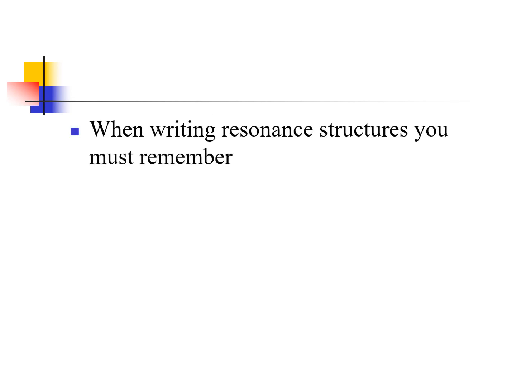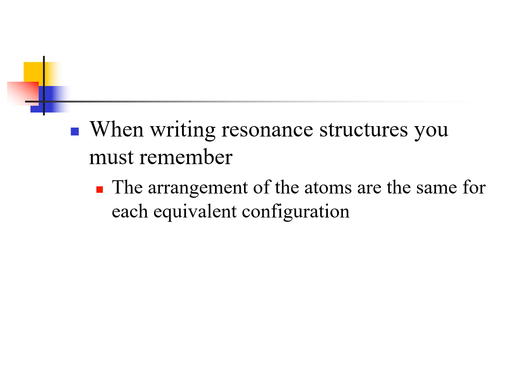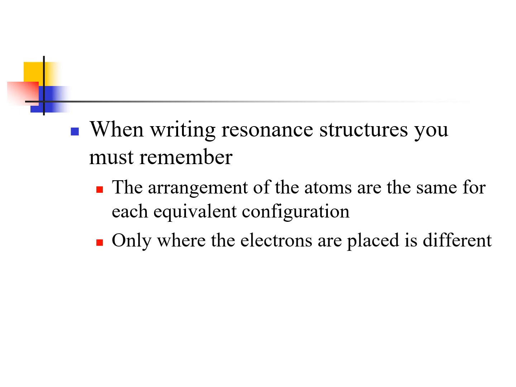Now, when we write resonance structures, you have to remember the arrangement of the atoms is exactly the same, only where electrons are placed changes. In other words, that double bond, where you have an equivalent choice of where a double bond is. That's the difference.